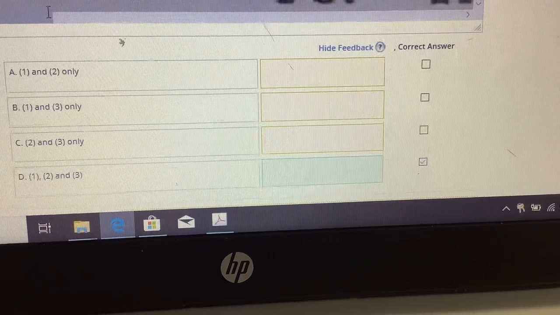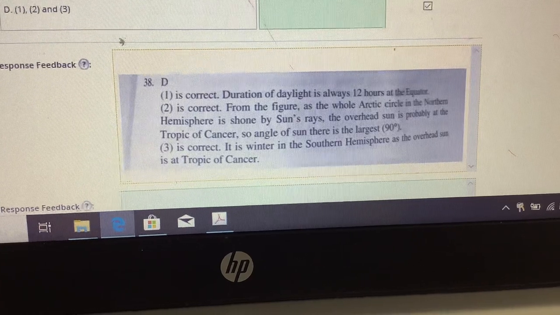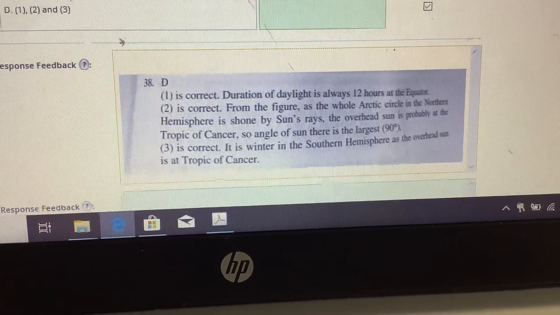Yeah. My bad, my overlook again. Duration of sunlight is always 12 hours in the equator. Yeah, I forgot that part.